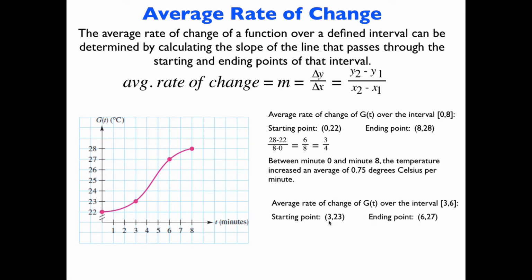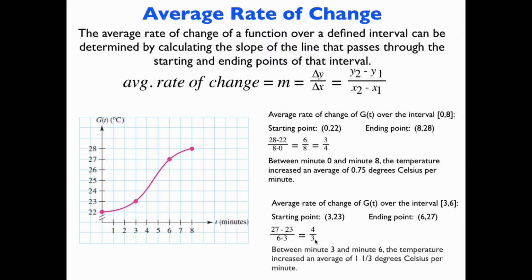So we take our 2 points, there's our starting point, there's our ending point. We want to find the rate of change between them. So we do y2 minus y1 over x2 minus x1, and we get 4/3. Now in this context, 4/3 isn't very useful, so I'm going to use a mixed number because I want to describe a change in temperature. So between minute 3 and minute 6, the temperature increased an average of 1 1/3 degrees Celsius per minute, which is indeed greater than this 3/4 of a degree Celsius per minute.